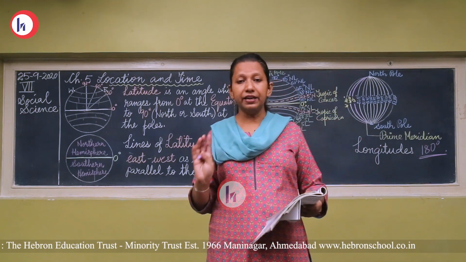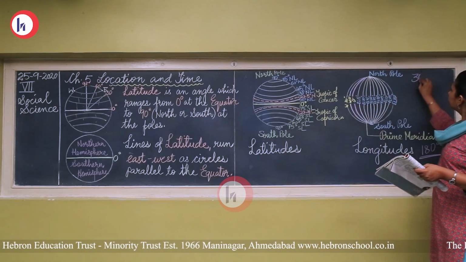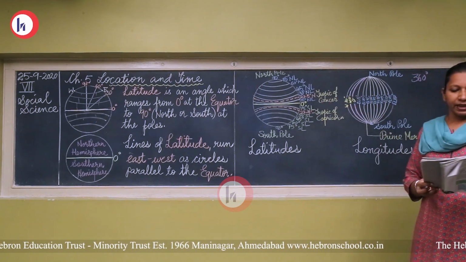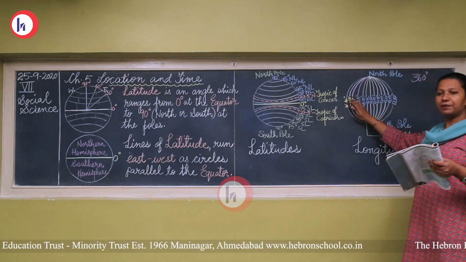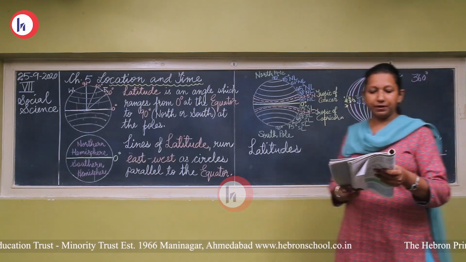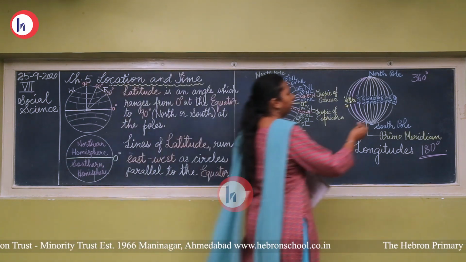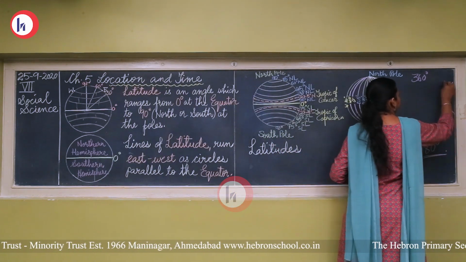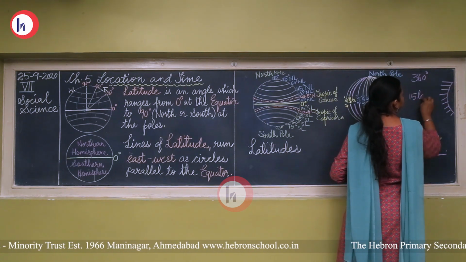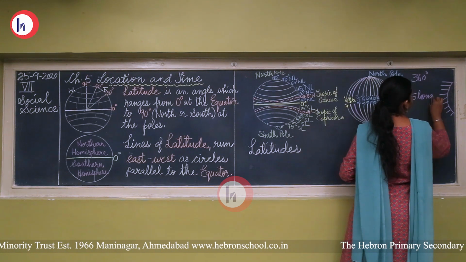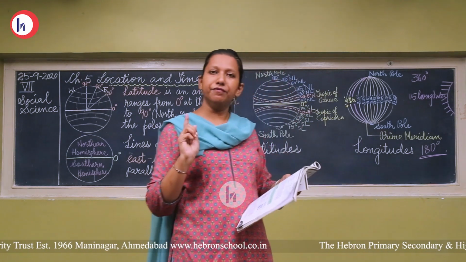So there are a total of 360 longitudes, 180 to the east of the prime meridian and 180 to the west of the prime meridian. So here 15 longitudes come in front of the sun. 15 longitudes pass by the sun in 1 hour.